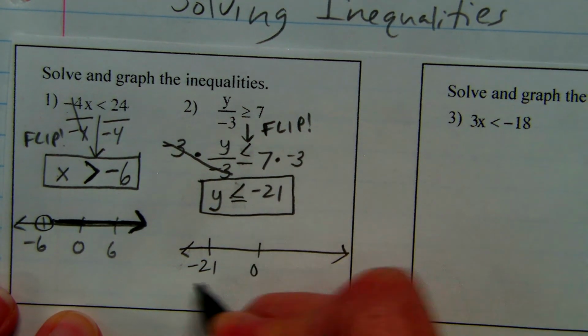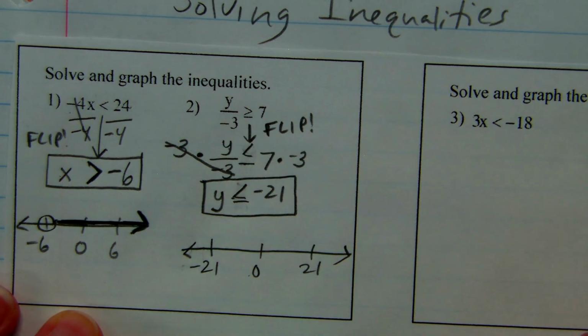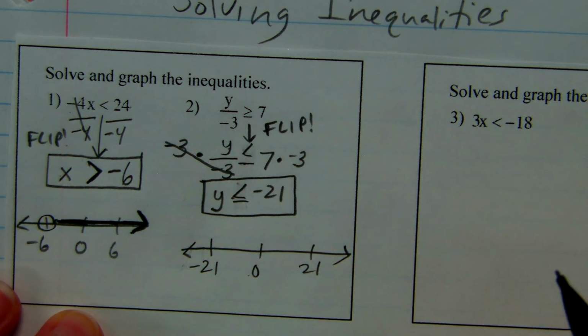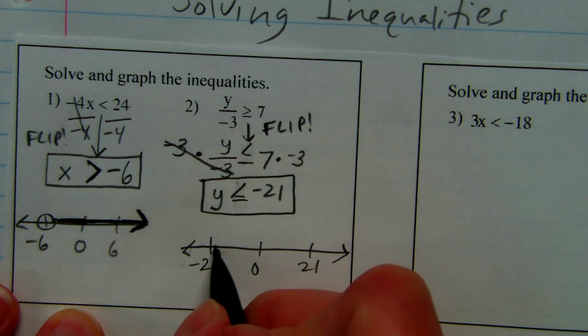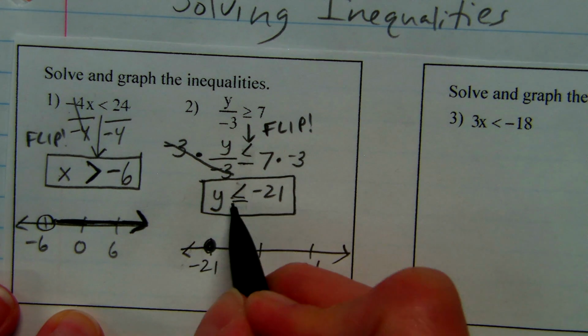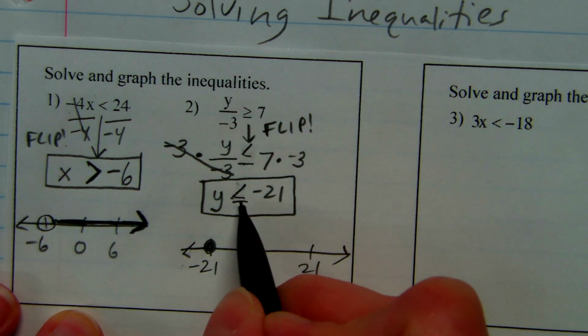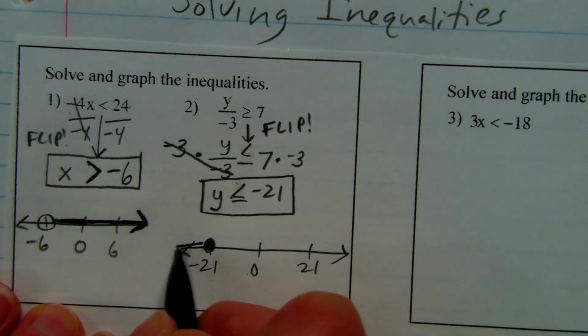All right, so I'm just going to do negative 21, 0, and 21 on my graph. Do I fill this one in? Yes. Negative 21 is part of the solution because we can be equal to negative 21. And then we actually want the numbers that are smaller than.